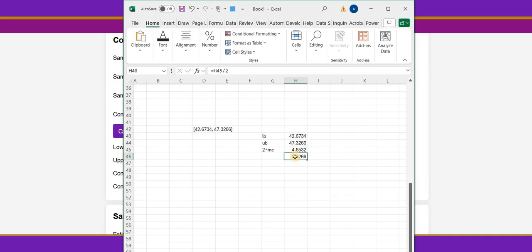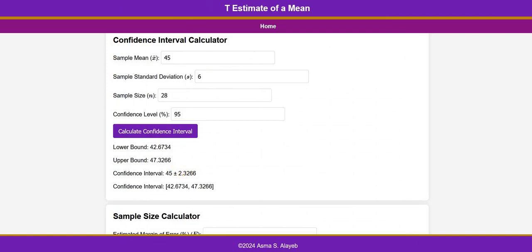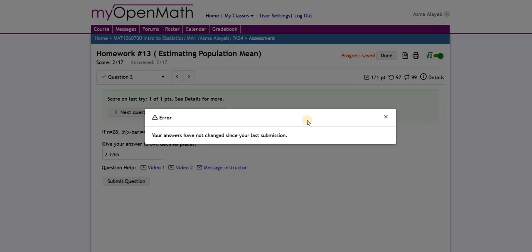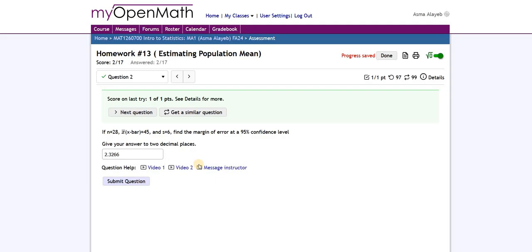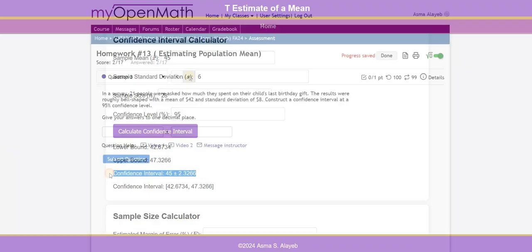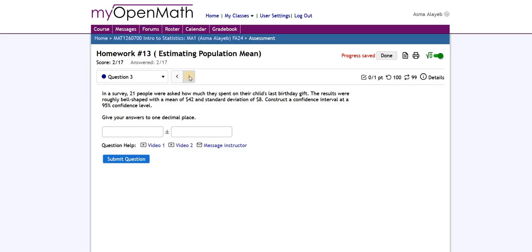And that is basically the margin of error that we have. And as you can see, it's similar to this margin of error that we have here. Just to make sure, I'm just going to paste it again. And as you can see, it's exactly the same one. It tells me that there is no change. So that is another method to figure out the margin of error if you do not have this third notation right here.